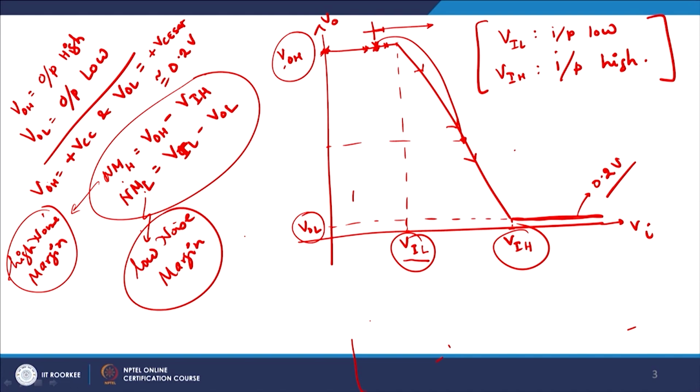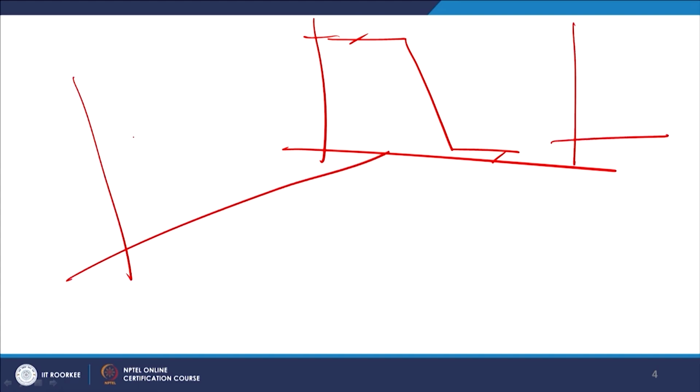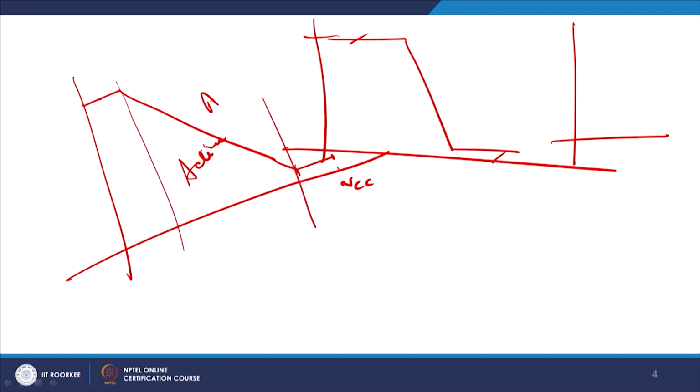If you want to use it for digital logic, then you keep your noise margins relatively high. If you want to use it as an amplifier, then keep this low, but increase the value of this transition active region, so this is your VCC, and then I can use it in the analog domain.